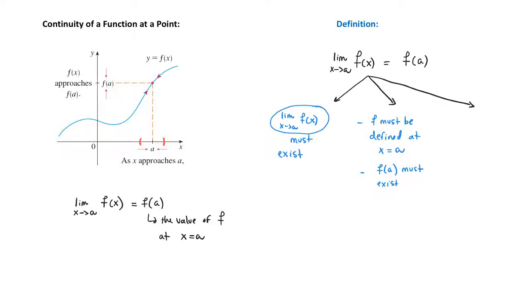And third, we are saying that the limit as x approaches a, so that limit, and f of a, the value of the function at a, those two have to be equal to each other. So we want to make sure that the limit exists and that the function is defined at a, but that they're both identical to each other. Because we don't want something like this.